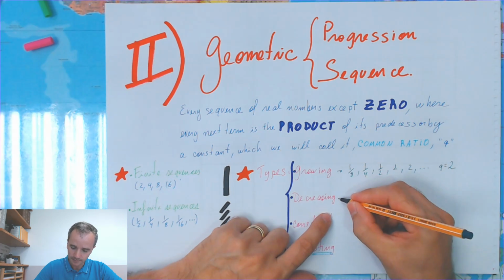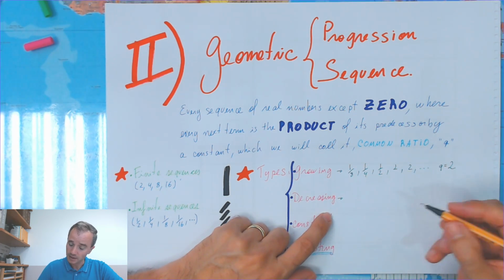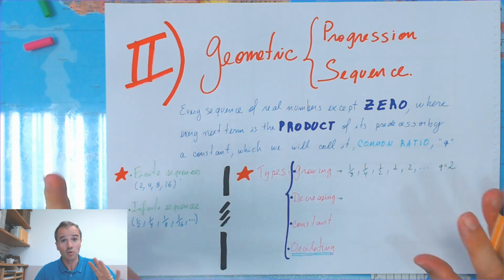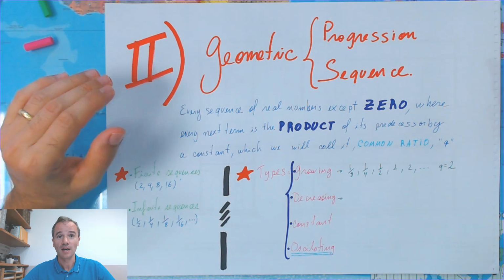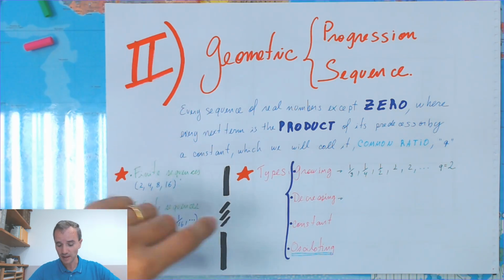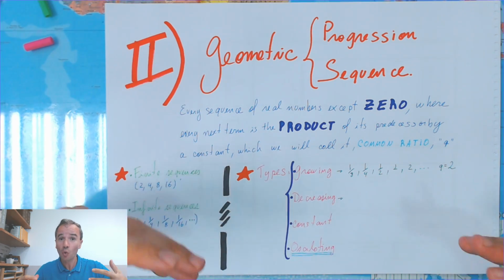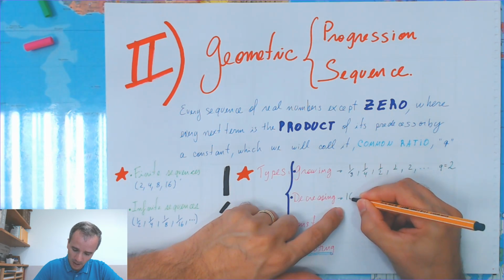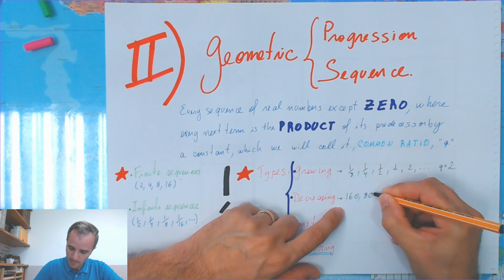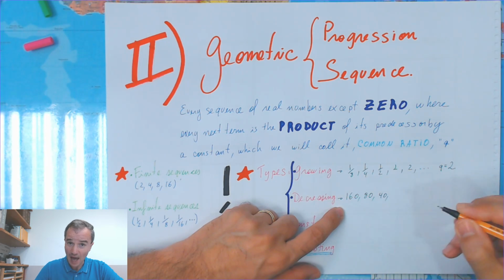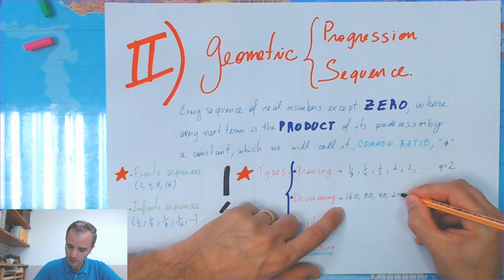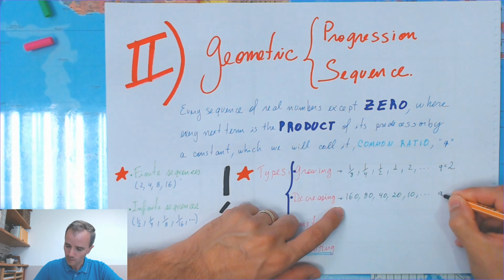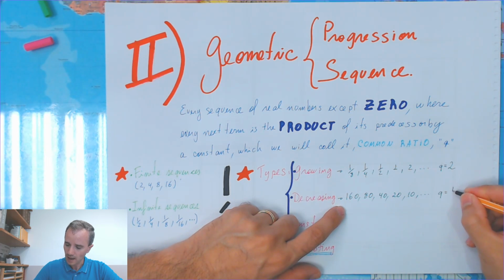Now, decreasing. Well, it must be what? Negative? No. Negative is when we have an arithmetic sequence. Now we have to work with fractions. It's going to have to reduce. Maybe we're going to have 160, 80, always half. Multiply by half: 20, 10, and so on. Q is going to be like half now.